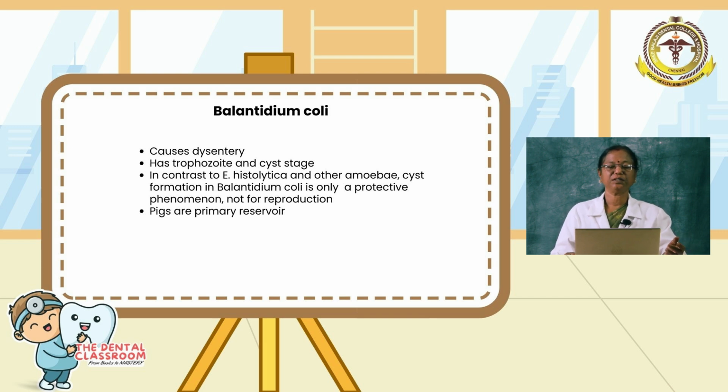Coming to the next protozoan, that is Balantidium coli. It causes mainly dysentery. It has both a trophozoite stage and a cystic stage. As I already told you, this is the largest protozoan, Balantidium coli. In contrast to Entamoeba histolytica and other amoebae, the cyst formation in Balantidium coli is only for protection. It is for adaptation and protection. This cyst is not for reproduction, while in all other protozoans the cyst formation is for reproduction, but in Balantidium coli it is only for protection, not for reproduction. The primary reservoir of this protozoan is pigs.